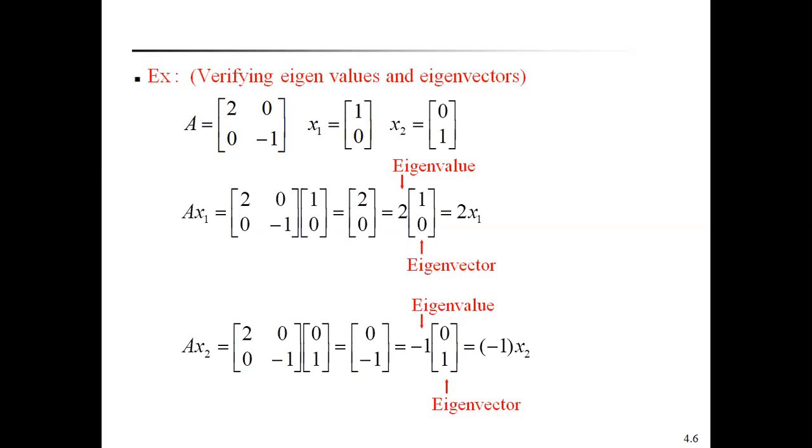That's why here we are verifying what the eigenvalues and eigenvectors are. Given already, x1 and x2 are the eigenvectors. Let us verify whether they are eigenvectors or not. For this, we can easily verify that 2 is the eigenvalue corresponding to x1, that is, x1 is the eigenvector corresponding to the eigenvalue 2. Similarly, for the second one also, x2 is the eigenvector corresponding to the eigenvalue minus 1.